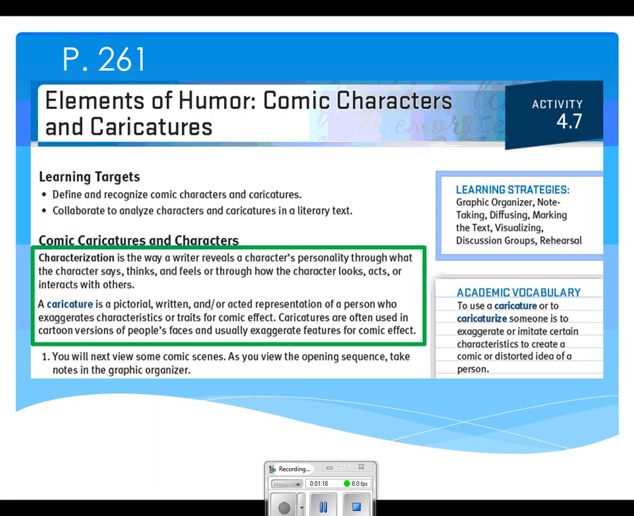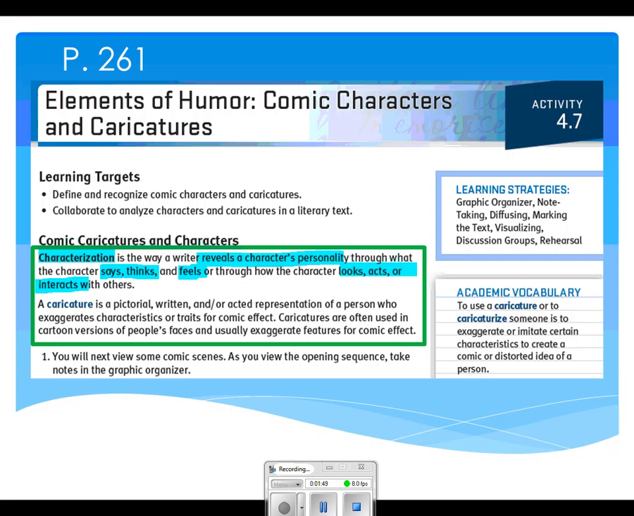First thing I want you to highlight is just a refresher of what is characterization. It's something you focused on in 6th grade and 7th grade. Characterization is essentially a personality that's developed by an author. And the way that they can do this is through the way the character may say things or think things or feel. And they can also develop a personality through a character by their physical looks, their actions, and how they choose to interact with other characters.